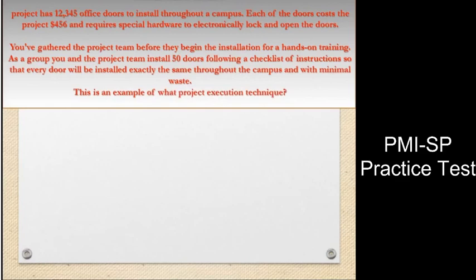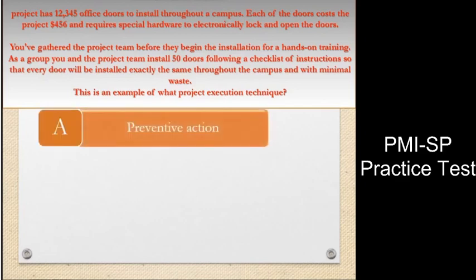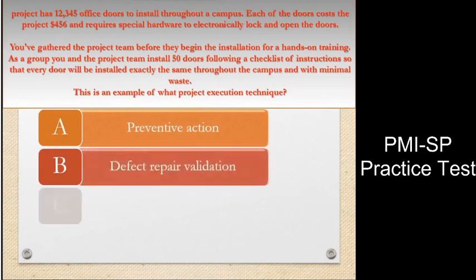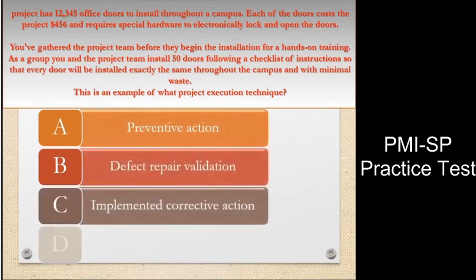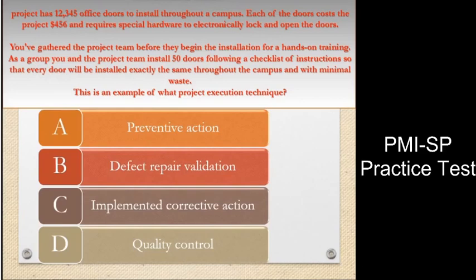You gather the project team before they begin the installation for a hands-on training. As a group, you and the project team install 50 doors following a checklist of instructions so that every door will be installed exactly the same throughout the campus and with minimal waste. This is an example of what project execution technique? A. Preventive action. B. Defect repair validation. C. Implemented corrective action. D. Quality control.